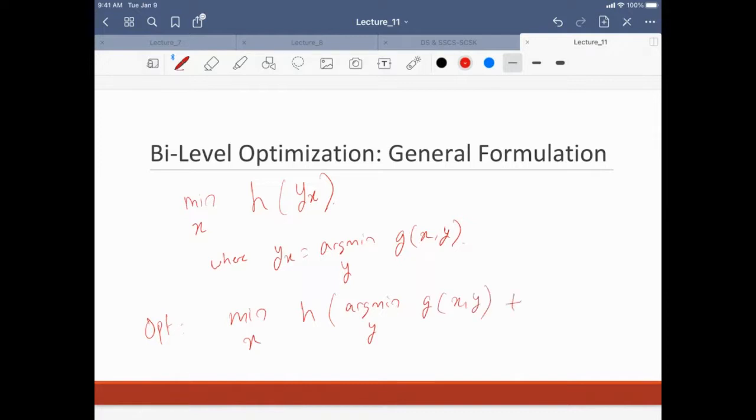Of course, there can be some other function of x as well, like r of x. Or, to be more concrete, you could have this as a function of x plus r of x. Essentially, there is an inner argmin here, and this inner argmin is a function of x, but you need to solve this inner argmin. Is this problem setup clear? This framework is what is known as bi-level optimization.